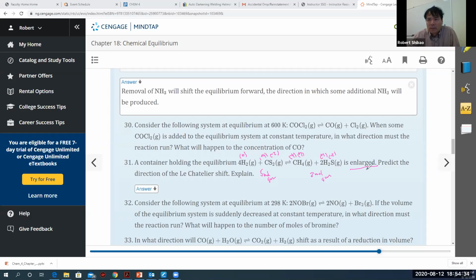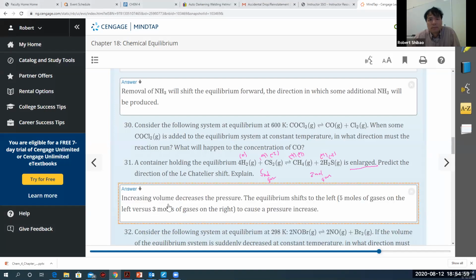The other way of thinking about it is that the concentrations are changed, and because of numerator to denominator, they're not impacted equally. We aren't going to get into it in that much detail. So shifts to the left.